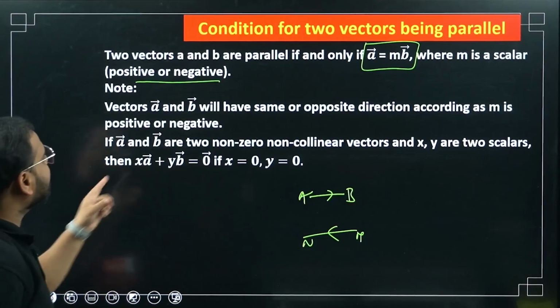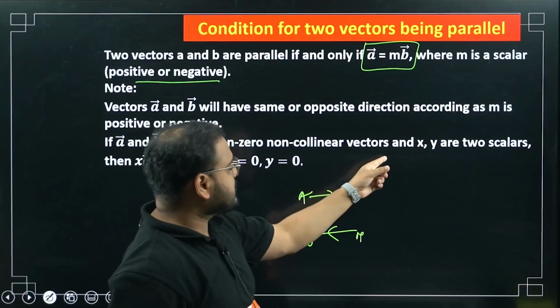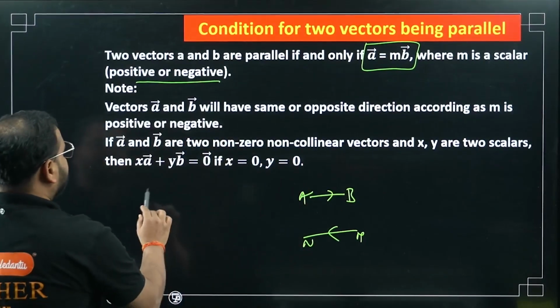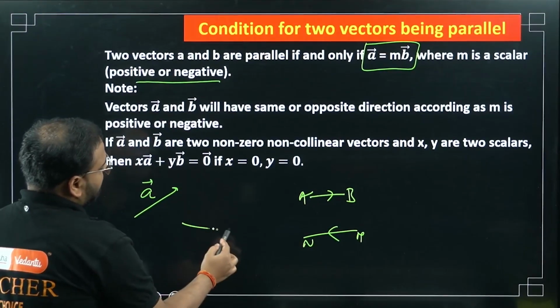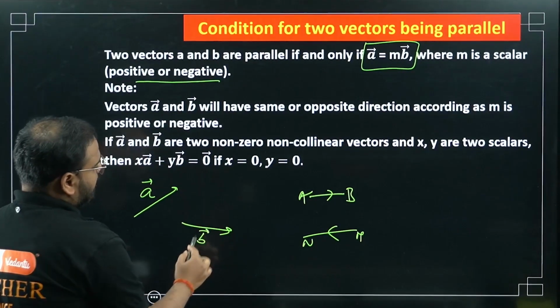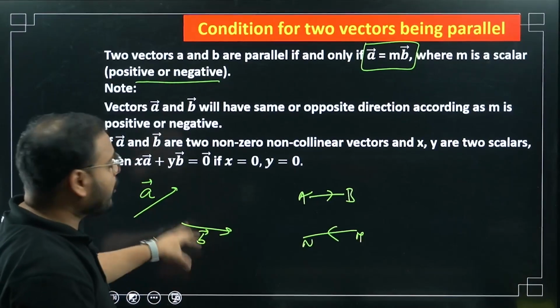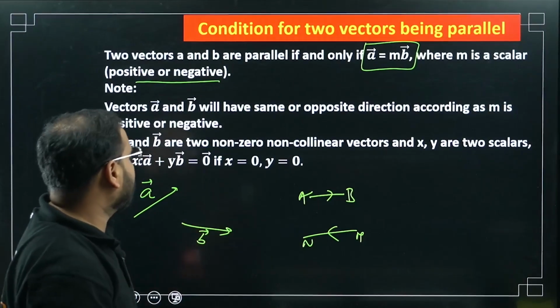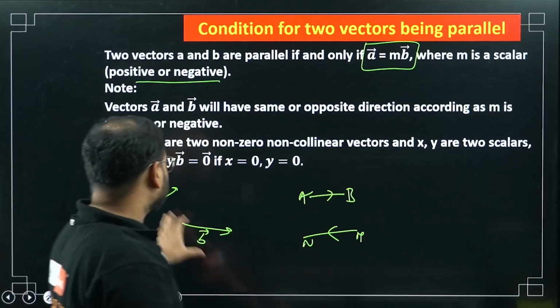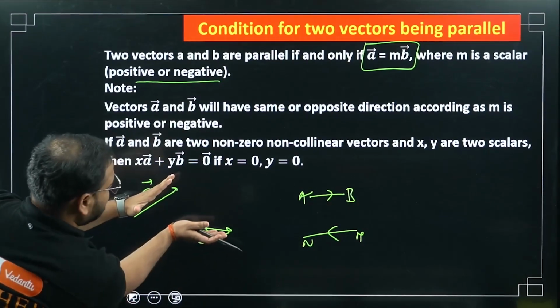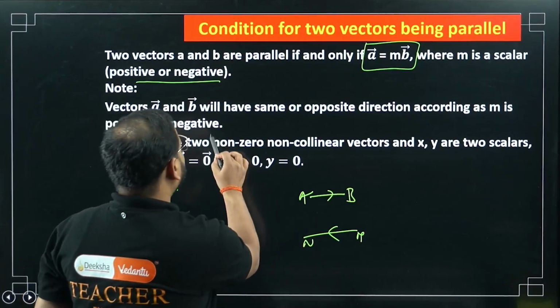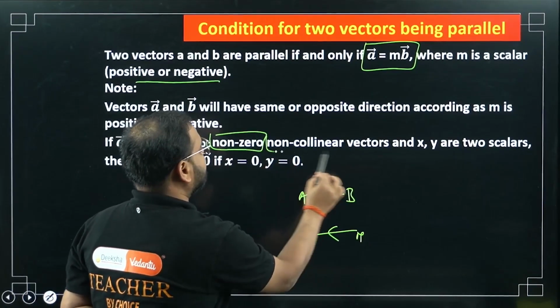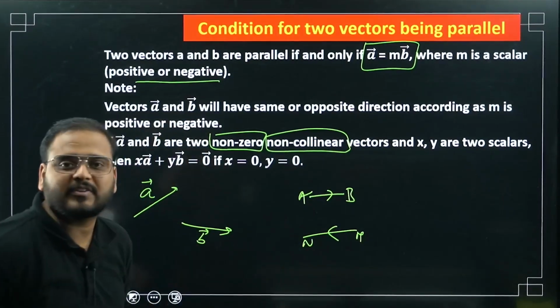If a and b are two non-zero, non-collinear vectors, meaning if vector a is like this and vector b is like this, they are non-zero and non-collinear, not along the same line. Whether one is going like this and the other like this, they will meet at some point. Very important: non-zero and non-collinear vectors are given for both vector a and b.